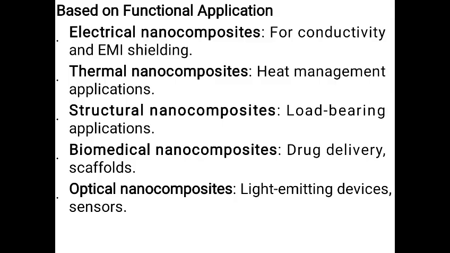Based on the functional application, we can have the nanocomposites categorized as electrical nanocomposites, thermal nanocomposites, structural nanocomposites, biomedical nanocomposites, as well as optical nanocomposites. So, the electrical nanocomposites have applications in improving the conductivity as well as electromagnetic interference shielding. Thermal nanocomposites. It has applications in heat management.